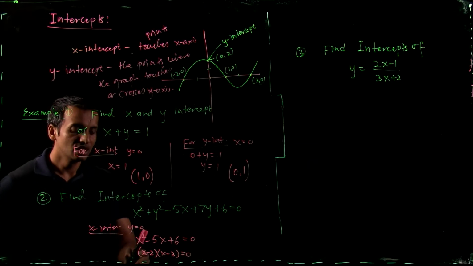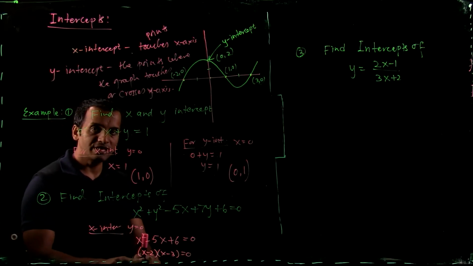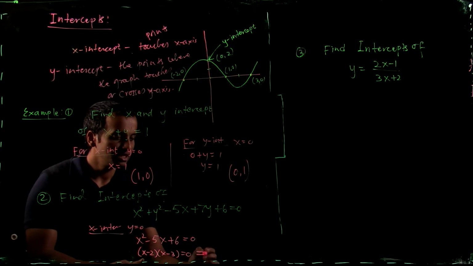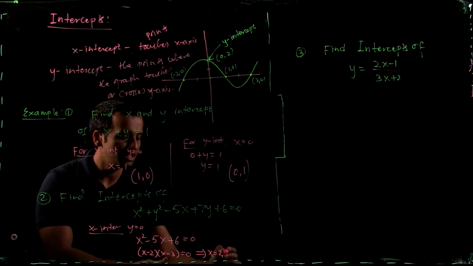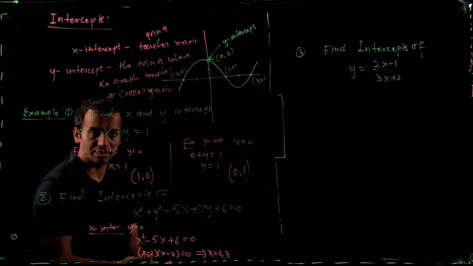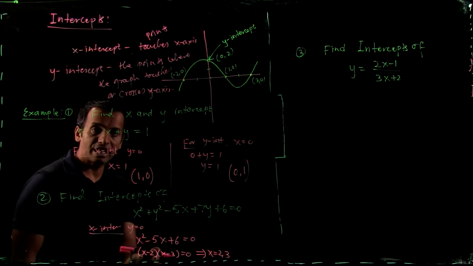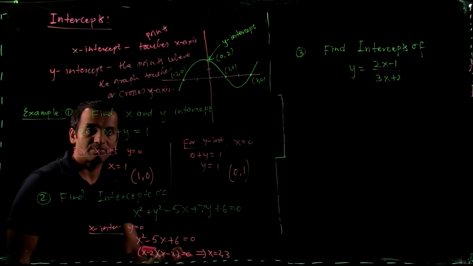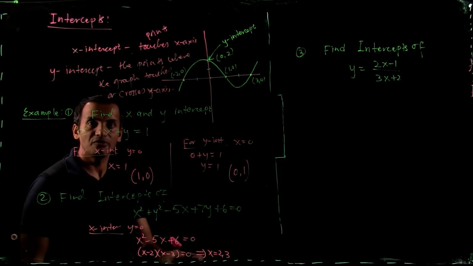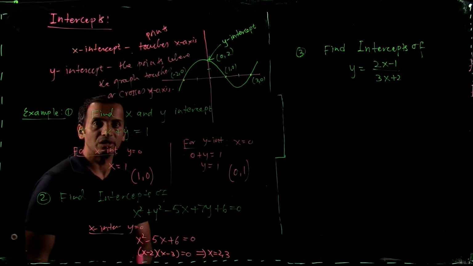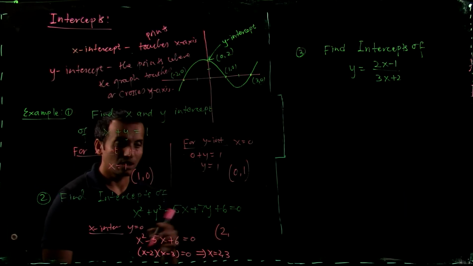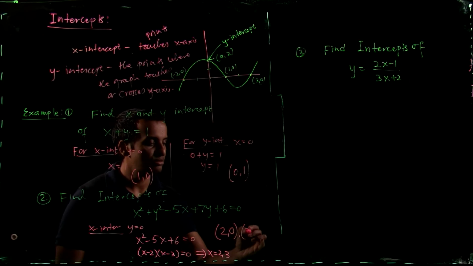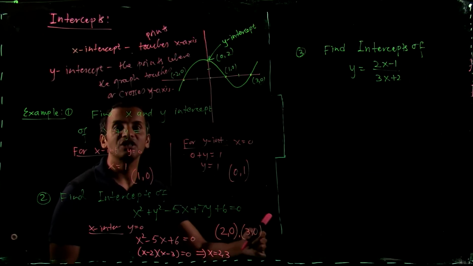So when you solve this, you set x minus 2 equals 0 and x minus 3 equals 0 and solve for x, and you get x equals 2 and x equals 3. So what are those points? X is 2, y is 0, and x is 3, y is 0. So these are the x-intercepts.